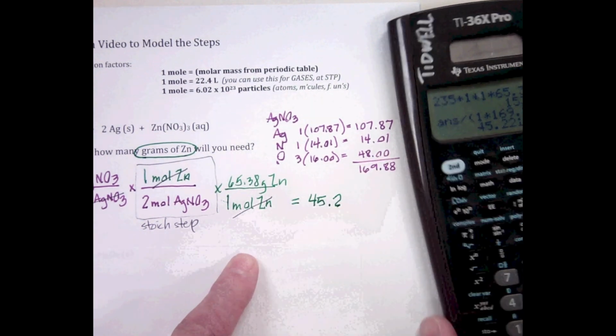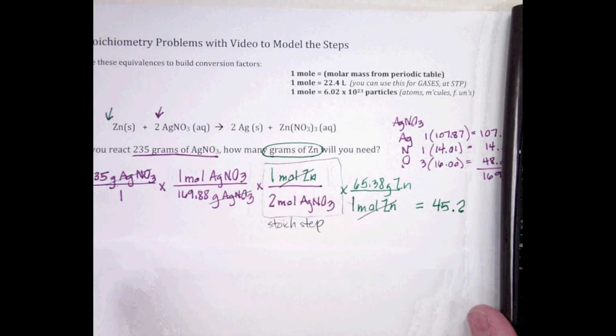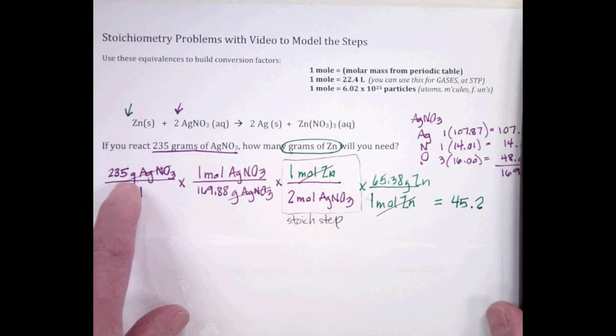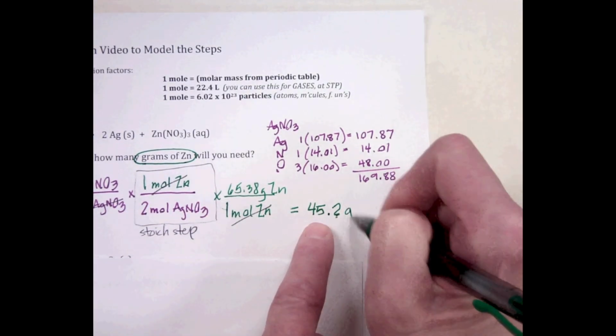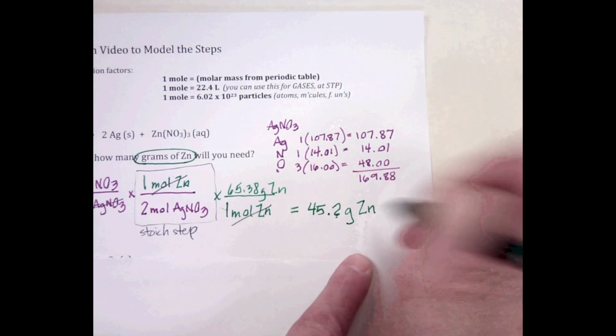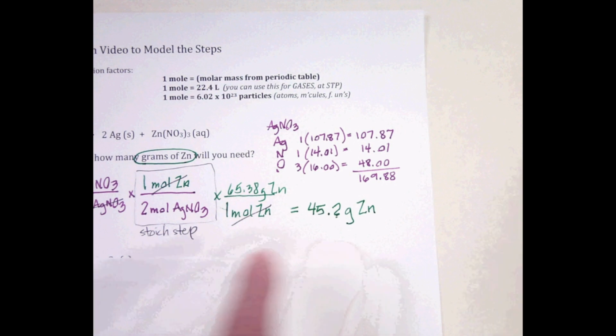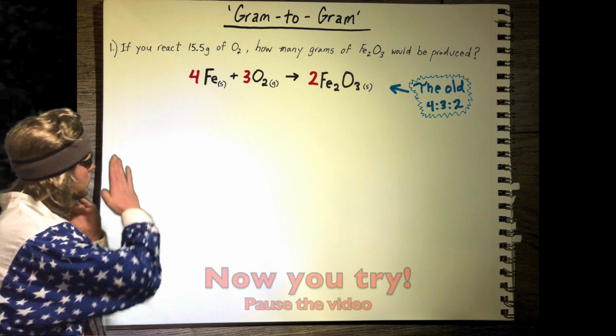And my answer is 45.2. Notice I rounded it to 3 sig digs because my starting number had 3 sig figs. So 45.2 is the number part of the answer, gram is the unit part of the answer, and zinc is the substance part of the answer. Put it in a box, and we're done.